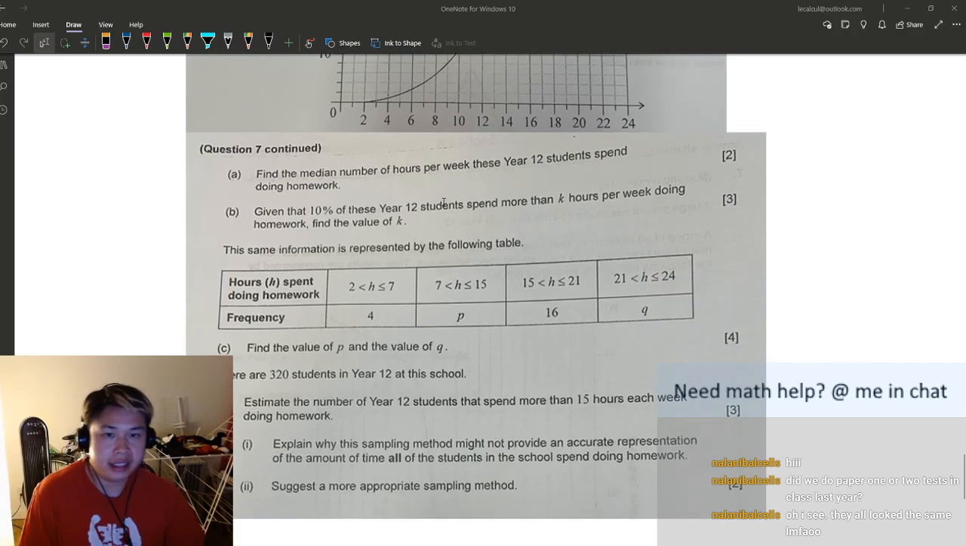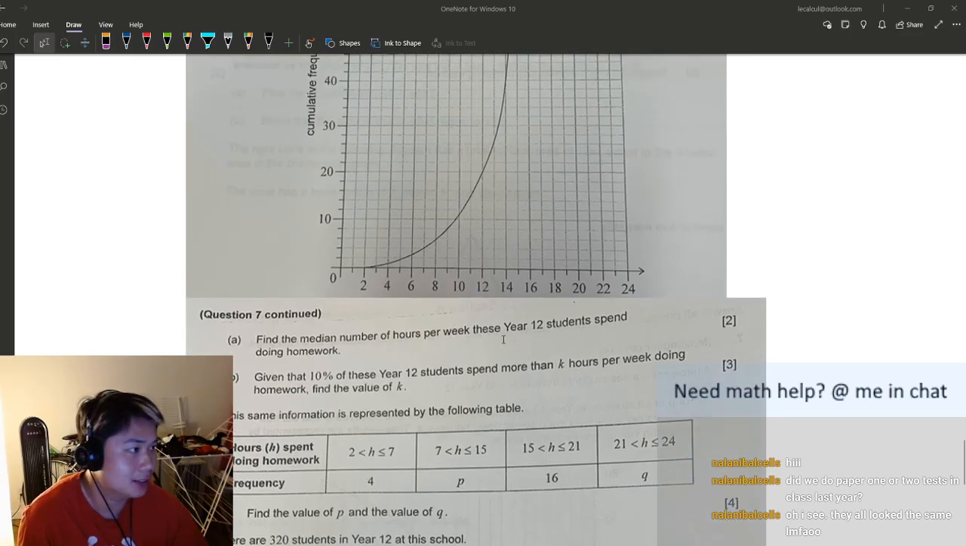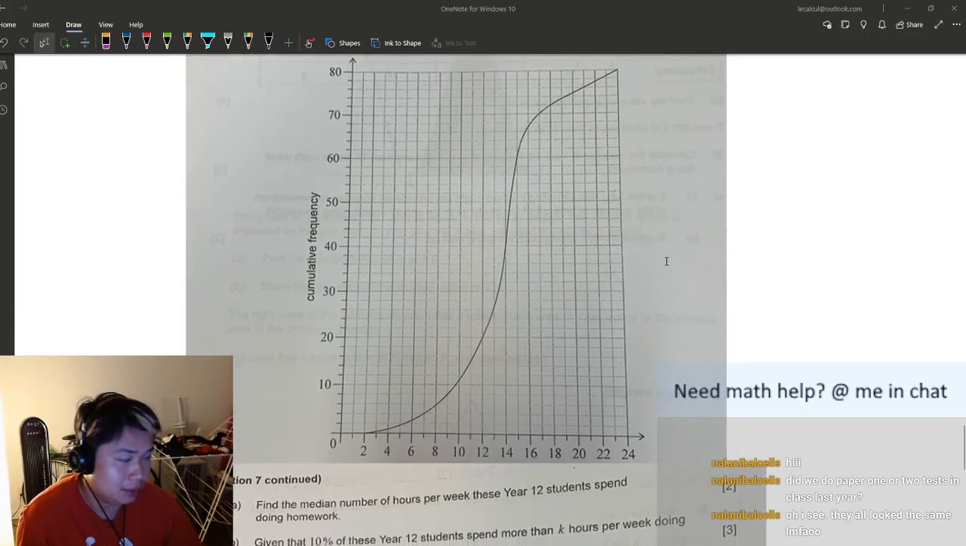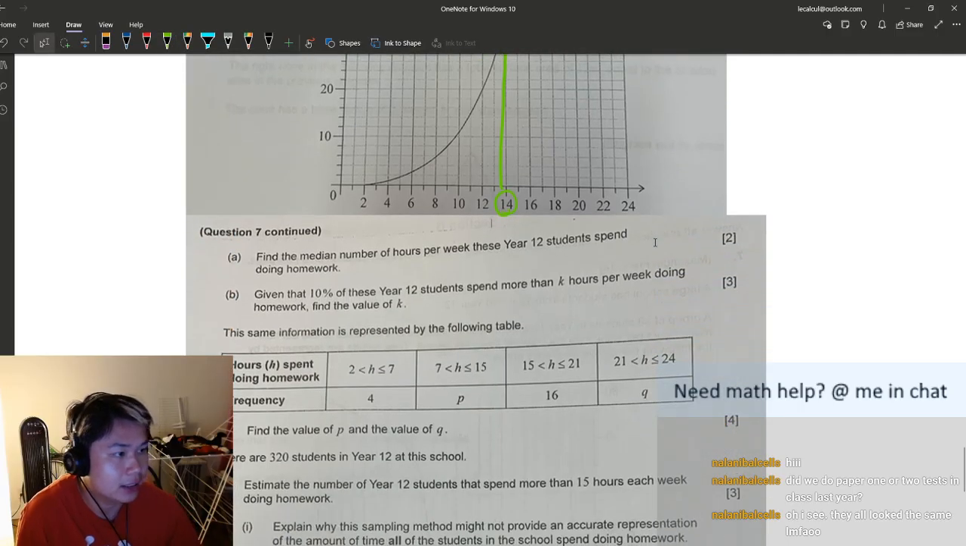Okay, question 8. Find the median number of hours per week that students spend doing homework. There's 80 people, so the median's gonna be at 40. So we can just kind of, here's 40. And then we follow the graph, and then boop, and then go down. So easy peasy, 14 hours a week. Not my students.